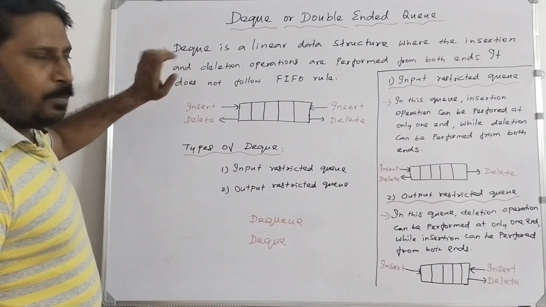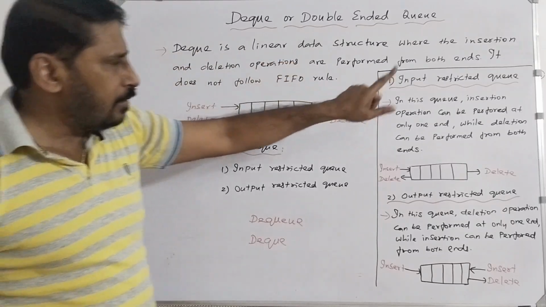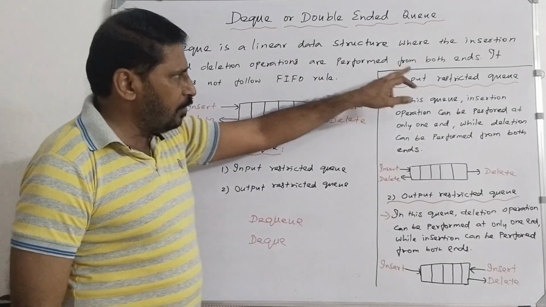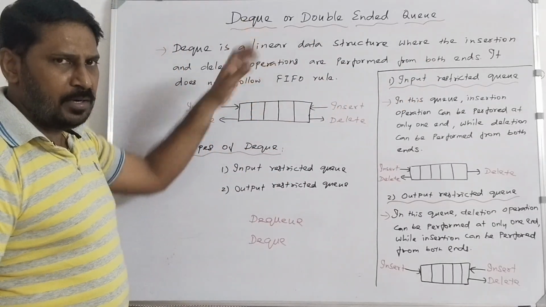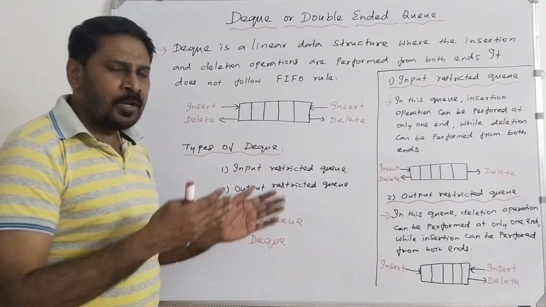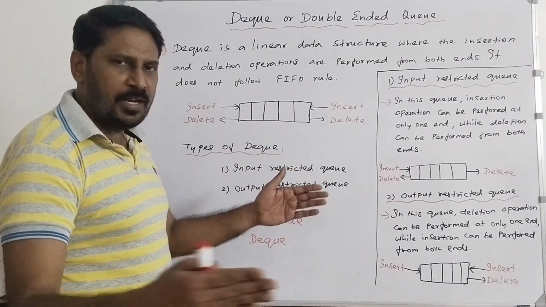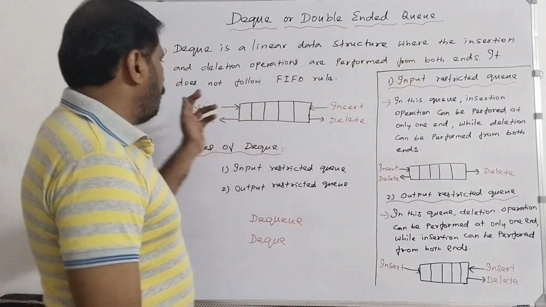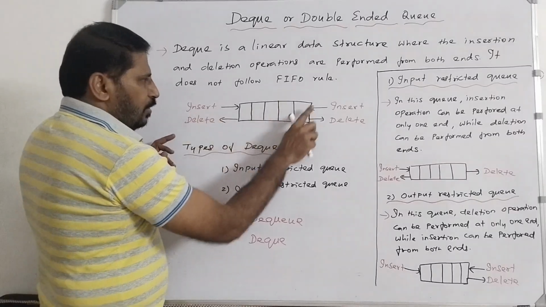Dequeue, double-ended queue, is a linear data structure where the insertion and deletion operations are performed from both ends. So this is the idea of the double-ended queue. The name itself means that from both ends we are going to do operations. You see this diagram.